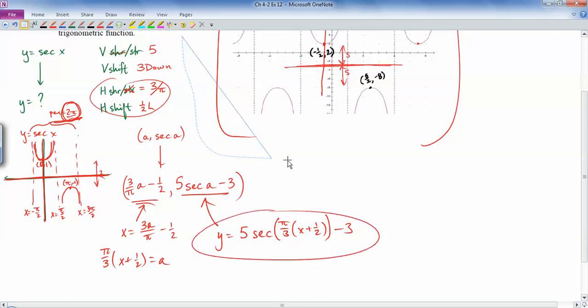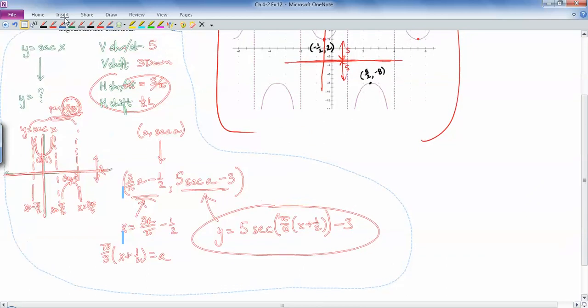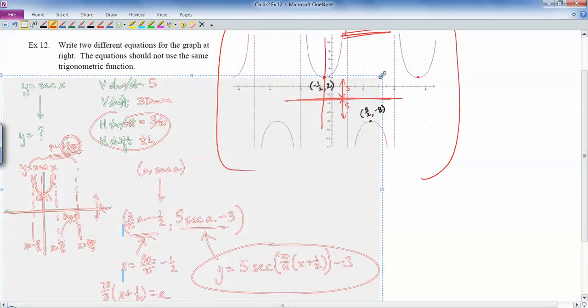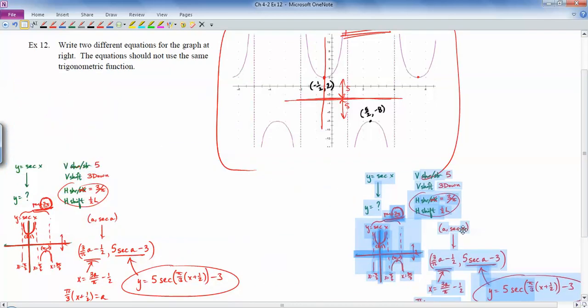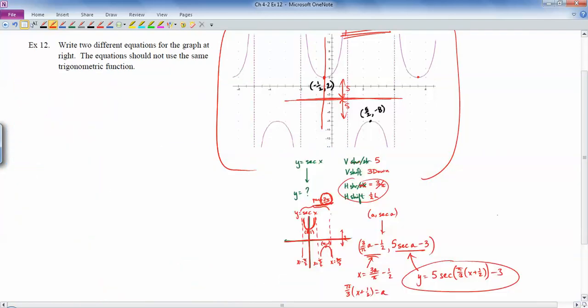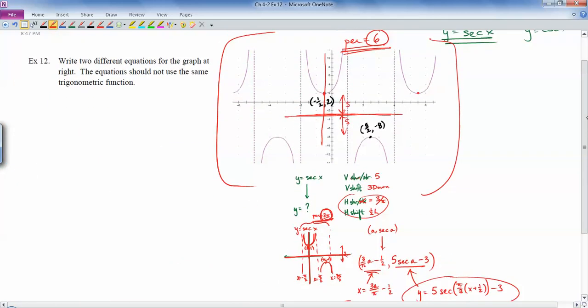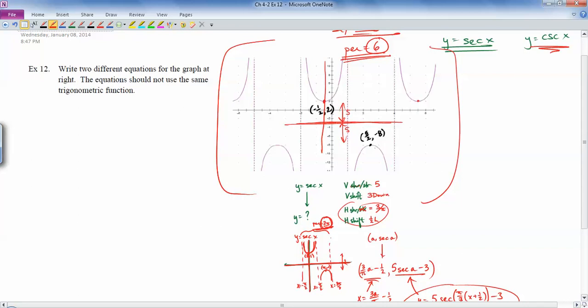So let me take all this stuff, see if I can shrink it down a bit. Okay, so there's everything for secant. Right? I'll just put that over here for now. So let's take a look at what happens if we did it with cosecant instead. So I'll pick a different color for this. So let's use y equals cosecant x as our parent function.